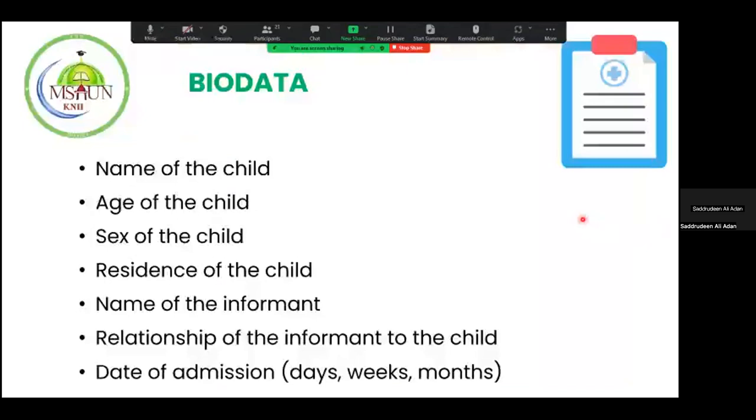So next, after introducing yourself, is taking the biodata. For biodata, you have to take the name of the child. It's normally part of the continuation sheet. The age of the child, the sex of the child, the residence of the child, the name of the informant, and the relationship of the informant to the child.